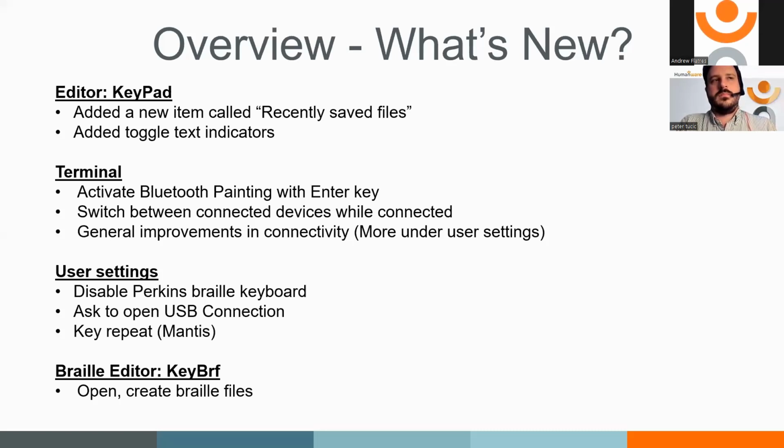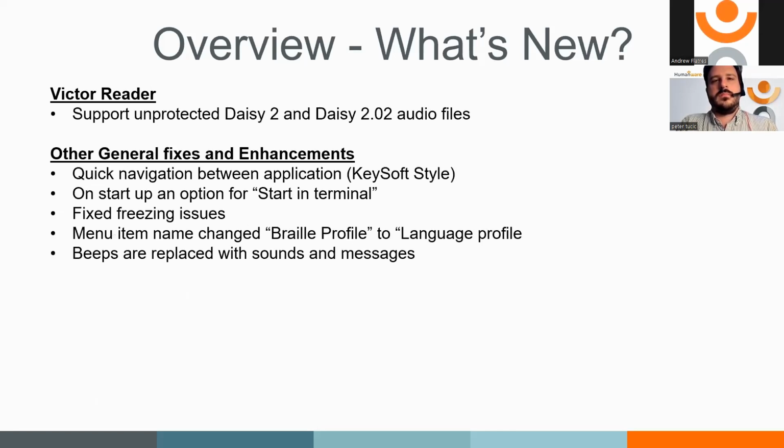In the terminal, we've got a new method to activate your Bluetooth pairing. We've got new methods of switching between connected devices, and there have been some general improvements in connectivity, and more will be revealed under some user settings. Those user settings have a few options here. We have a disable Perkins keyboard option, ask to open USB connection, and for the Mantis, we have a key repeat option as well. And we have a new Keysoft application called Braille Editor Keybar F, and this will allow you to open, create, and edit Braille files.